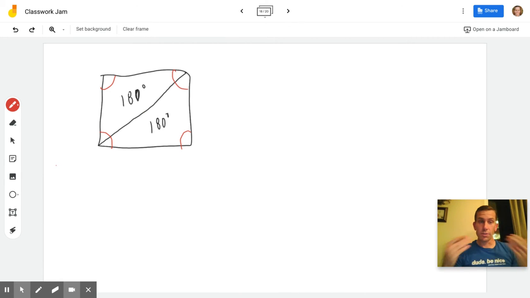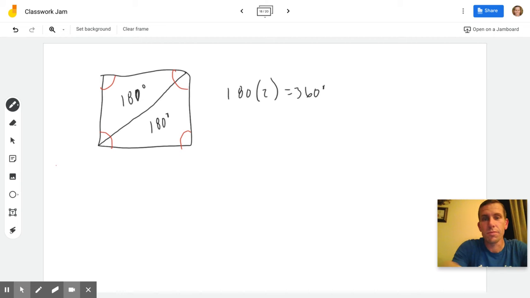So to figure out what the sum total of the interior angles of this square is, it's 180 times 2, which is 360. Let's look at a pentagon. So this is a pentagon.